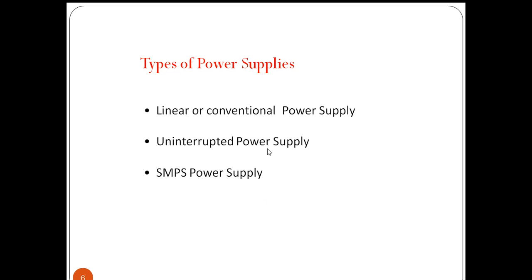In the next class, we will focus on UPS, uninterrupted power supply. UPS will be mainly of two types: online UPS and offline UPS. How the block diagram of UPS will be, how it is working, and what is the comparison between online UPS and offline UPS, that we will discuss in the next video lecture.